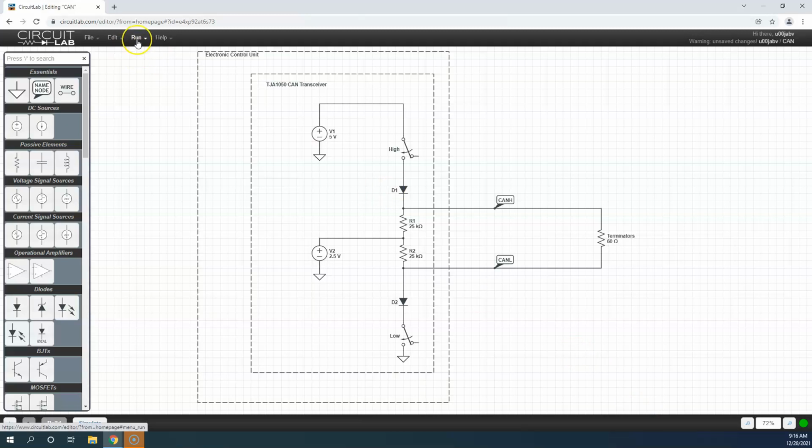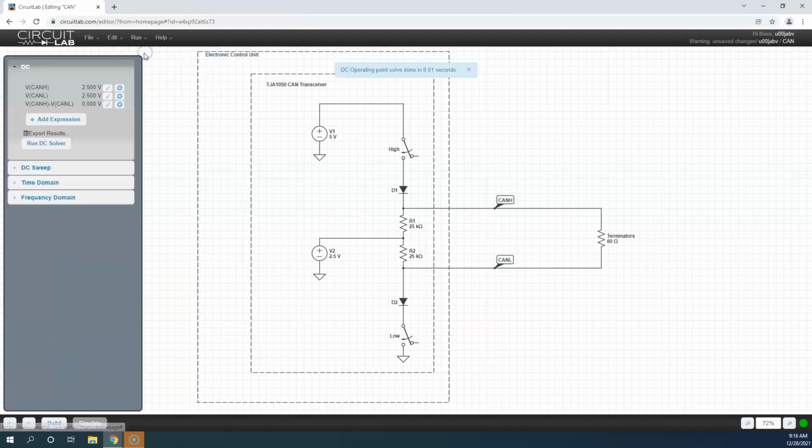As I indicated, I can run a simulation with this. I'll go ahead and run first a DC simulation. So I show both of my switches open. What's it going to look like right now from this DC perspective, and nothing real exciting. CAN high over here is shown as 2.5 volts. CAN low is also shown as 2.5 volts. So this indicates one logic state, and we would refer to this logic state, when both lines of the bus are at approximately 2.5 volts, as being the recessive state.